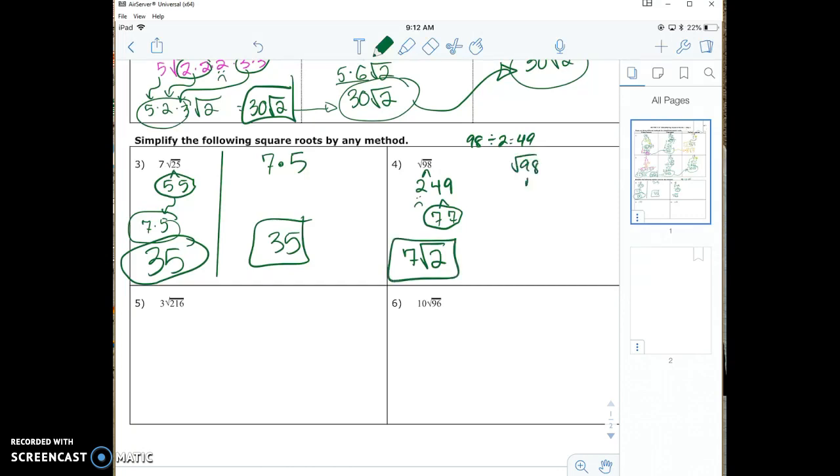Or, you might have seen this and noticed, oh, 49 is a perfect square. The square root of 49 is 7, and the 2 stays inside the house. Both of these methods are the same.